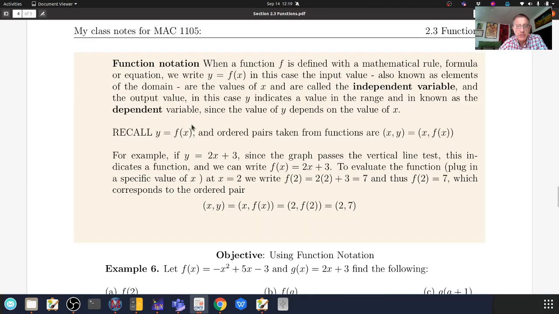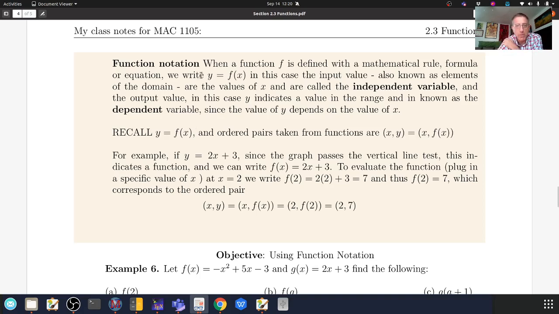So function notation. When a function f is defined with a mathematical rule, formula, or equation, we write y is equal to f of x. So here's the thing. If you see f of x, then you already know it's a function. You don't, because we won't use that notation unless we have already verified that it's a function. Now, of course, if you're wondering if someone's mathematical skills are good, you'd have to check. But in this book, we've already verified we will only use that notation when the relation is a function.